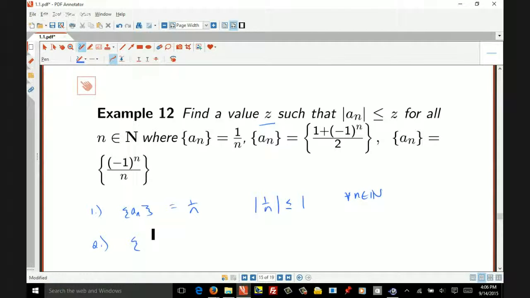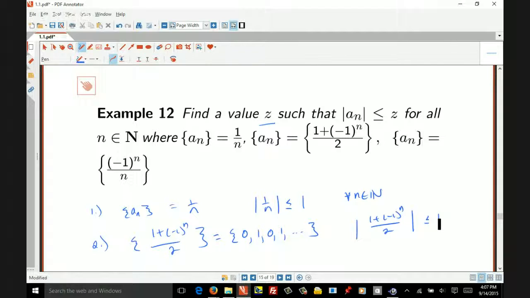Tell me about 1 plus minus 1 to the n over 2. Well, first of all, before we can figure out a bound, we have to figure out what this looks like. So when n is 1, we have 1 minus 1, which is 0. It'll be 0 or 1 each time, alternating. So what should our bound be? It's always less than or equal to 1.